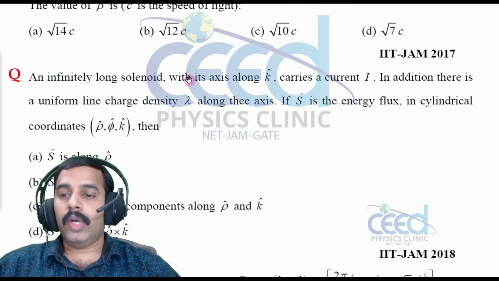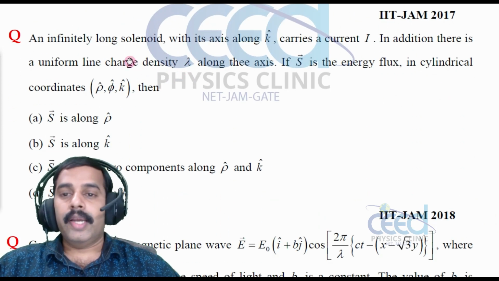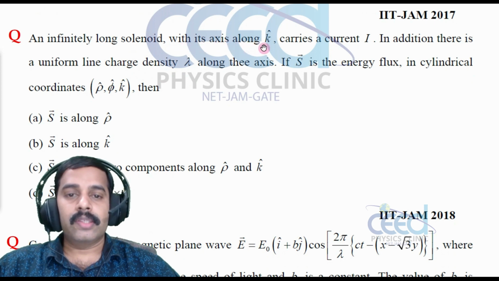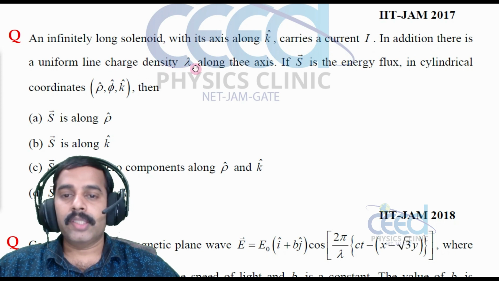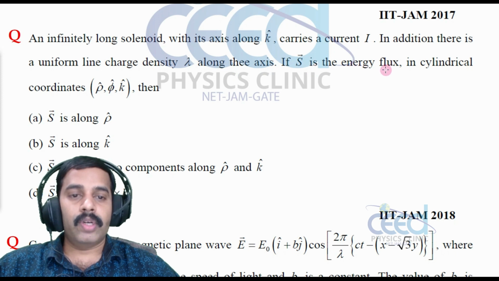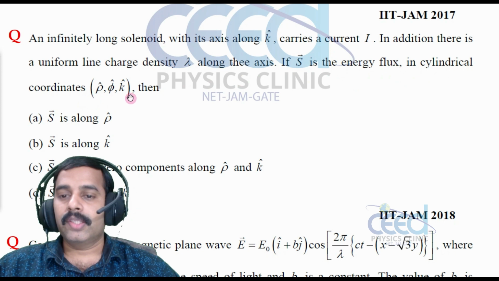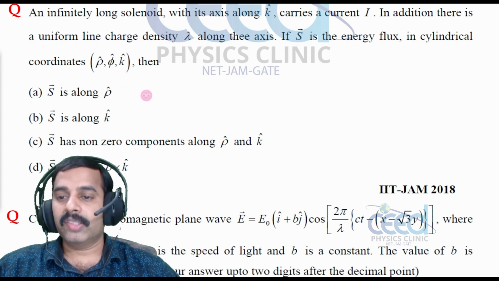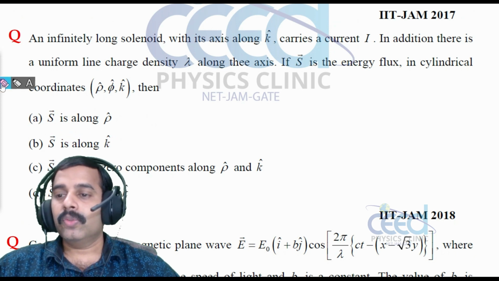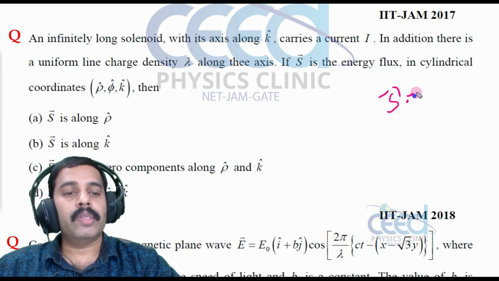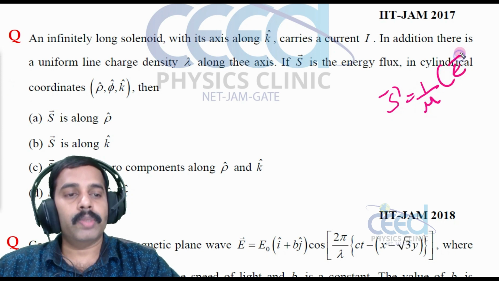Now let us come to another question. An infinitely long solenoid with its axis along k cap carries a current I. In addition, there is a uniform line charge density lambda along the axis. S is the energy flux, right? That means it is representing a pointing vector in cylindrical coordinates. Then what is the direction of S? S is along rho cap, S is along k cap. So we already know the pointing vector is defined as E cross B. So E cross B is the direction of S.